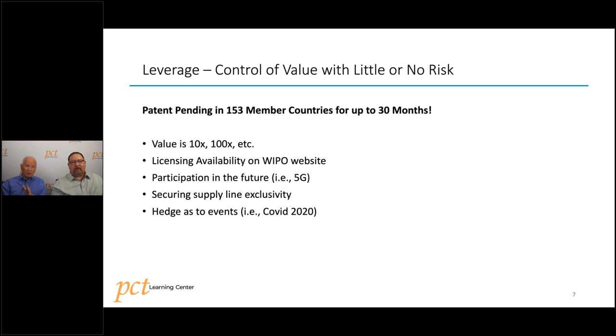Also, for you tech transfer folks out there, the PCT system at WIPO has a licensing availability chart. People can search for what they might like to pick up, what's interesting. So you can put stuff in their licensing availability portal on the WIPO website, and you can start to reel in potential licensees from across the world. Then you'll know where to file your national stages.